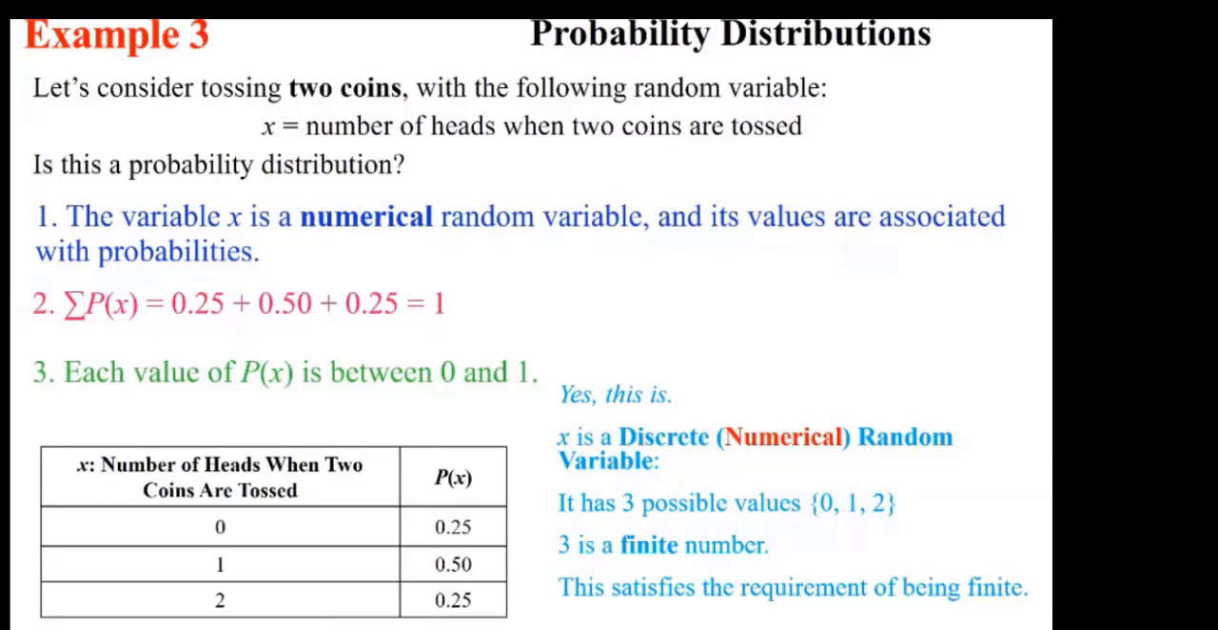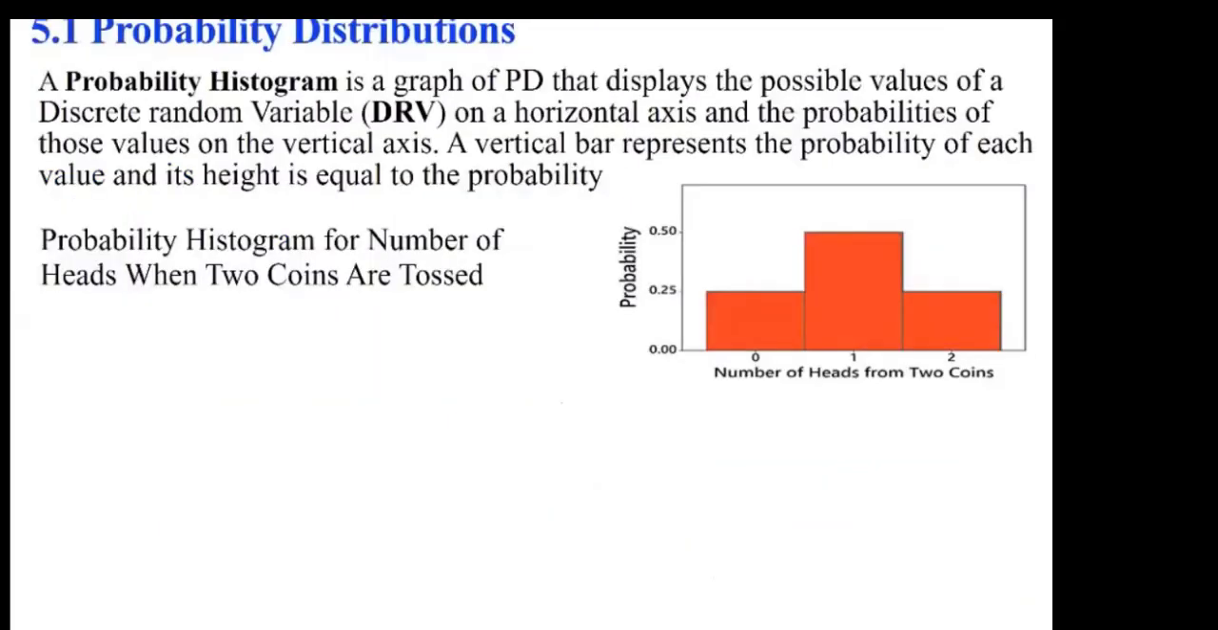It satisfies the requirements as explained in the 3 steps. So basically, when you do those 3 steps, 1, 2, and 3, and they have a check mark next to them, you're done. Probability histogram: a probability histogram is a graph of a probability distribution that displays the possible values of a discrete random variable on a horizontal axis and the probabilities of those values on the vertical axis. A vertical bar represents the probability of each value, and its height is equal to the probability. This is a probability histogram for the number of heads when 2 coins are tossed.